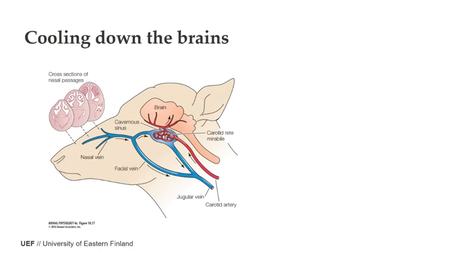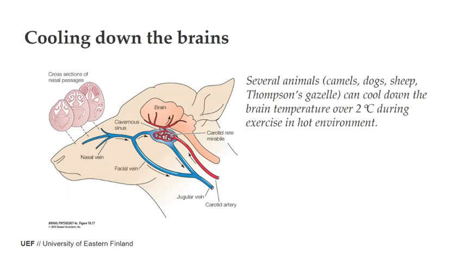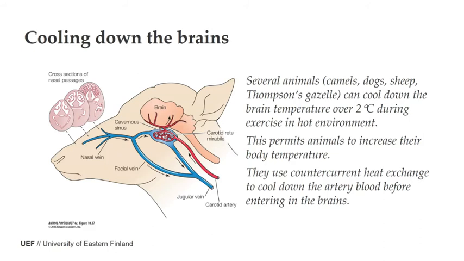And in some animals they are very good in this cooling down. So the brain temperature can be cooled down 2 degrees Celsius less. So it can be below the temperature of the rest of the body. And how do they do it? They do it because they can then increase the body temperature. So they can have this hyperthermia. And they are using the same kind of countercurrent heat exchange that we learned in the legs, etc. So they are cooling down the arterial blood before it enters the brains. But still, there are a lot of mysteries related to this.